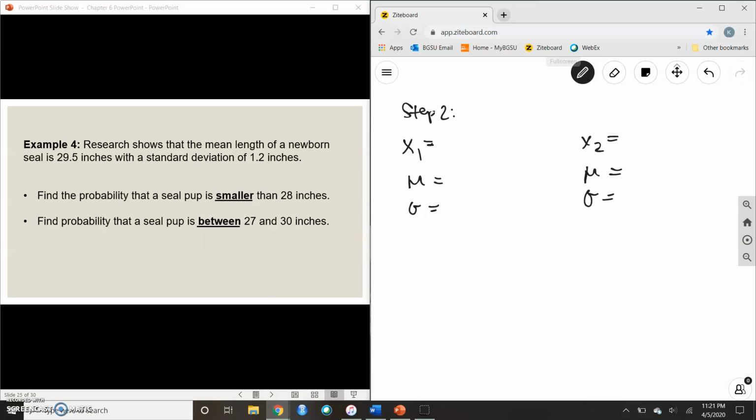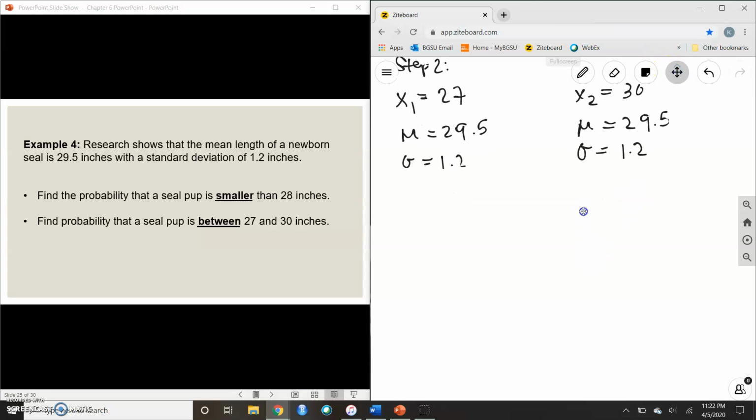Here, we're looking at the probability that a seal pup is between 27 and 30 inches. So these two are going to be my two data values. Let me say that 27 is x1, and 30 is x2. My mean is going to be the same for both, which is 29.5, and then 1.2 for my standard deviation.